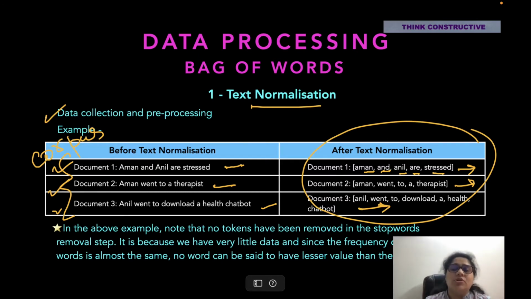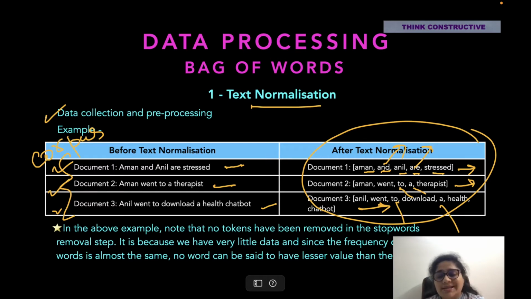All right. So again, probably I'm repeating, but go ahead, check out session 3, learn text normalization properly and come back here. Then you will be able to connect everything and understand everything. So if you notice in this example, and, are, to, these kind of words we talked about earlier are called stop words and should be removed.